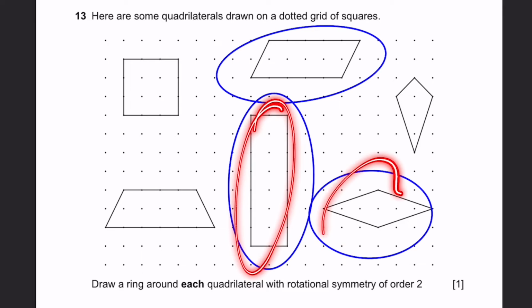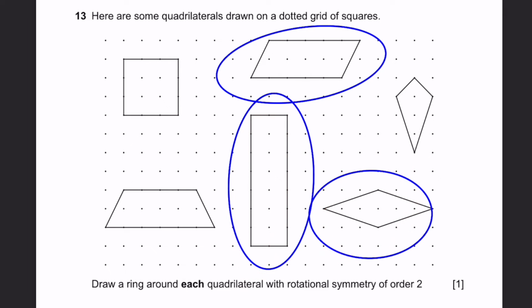This rectangle and rhombus are actually just parallelograms. This one has all 4 sides equal, this one has all angles 90 degrees, but otherwise they're just types of parallelograms. Anyway, that's our answer.